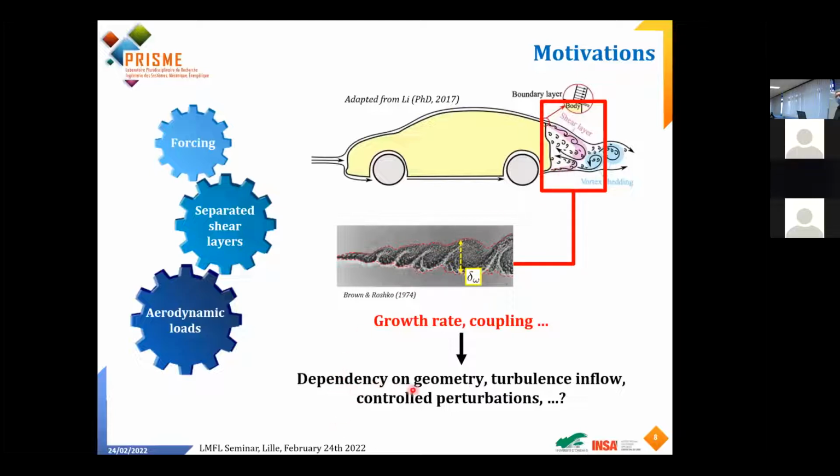And there is another question which is still open now: how are this growth rate and coupling dependent on the geometry? If I change the shape of the car, are my shear layers different or not? Do they grow differently, and so forth? And also, if I now add turbulence conditions on top of this flow, which represent real-life systems, what will happen to the development of these shear layers? These are still open questions that need to be addressed.